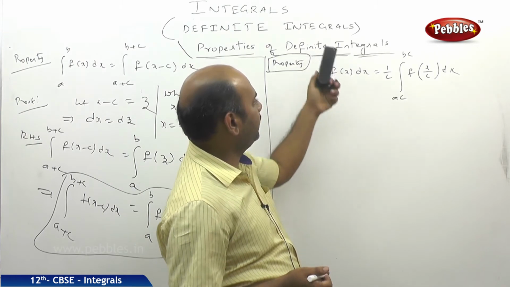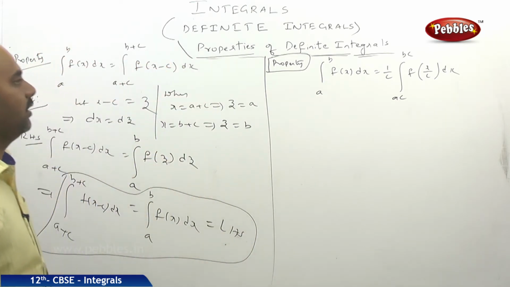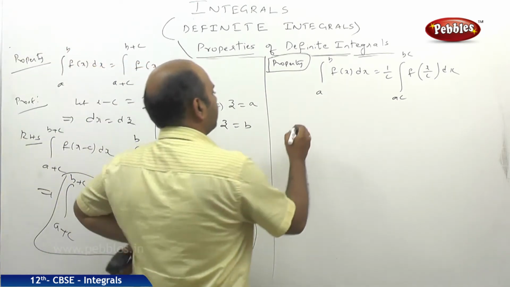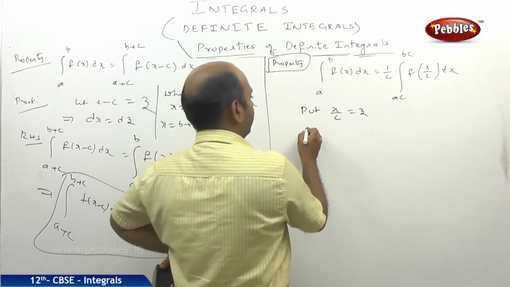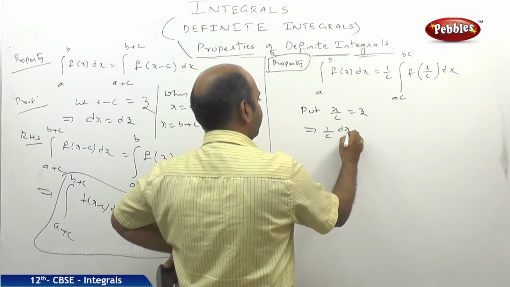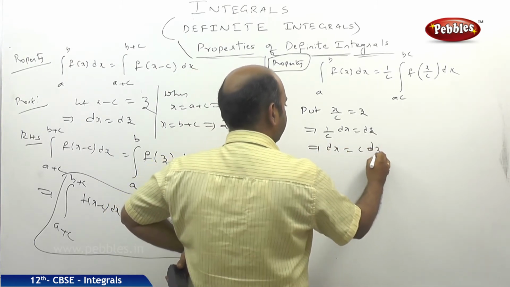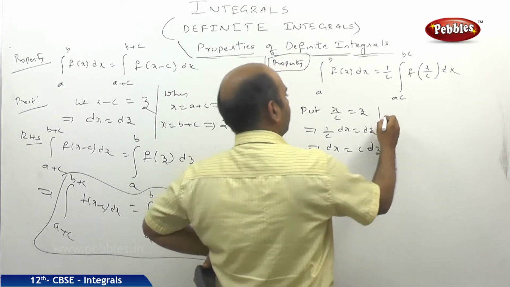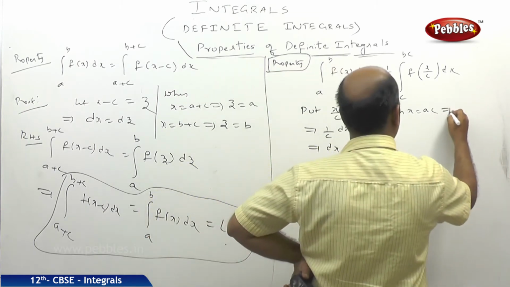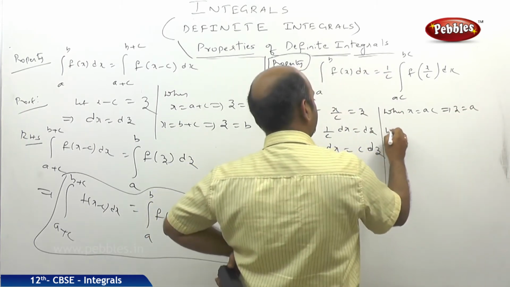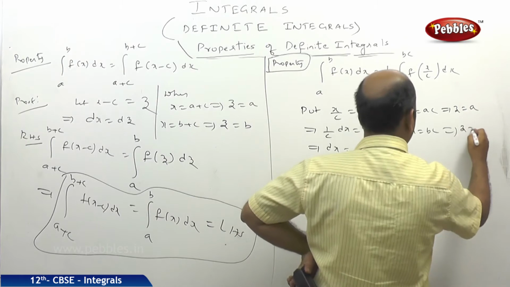What it is telling: integral a to b f of x dx is equal to 1 by c integral ac to bc f of x by c dx. So I will put x by c is equal to z. If x by c is equal to z, then 1 by c dx is equal to dz, so dx is equal to c dz. Now when x is equal to ac, substitute ac in place of x, then z is equal to a. When x is equal to bc, substitute bc in place of x, then z is equal to b.